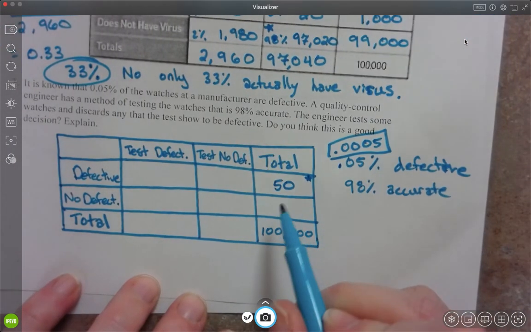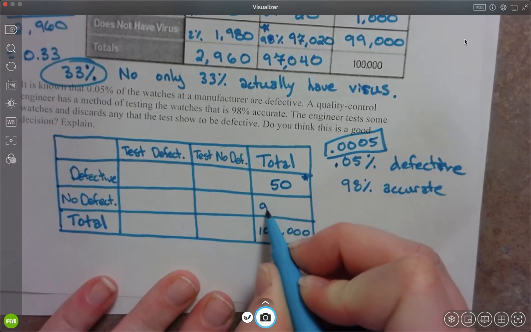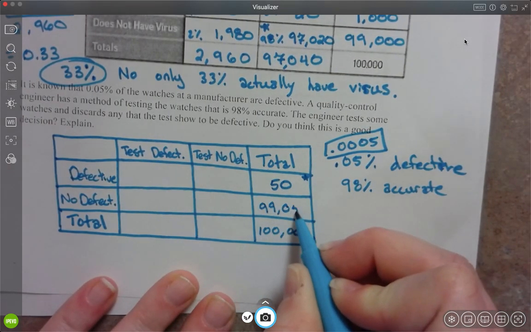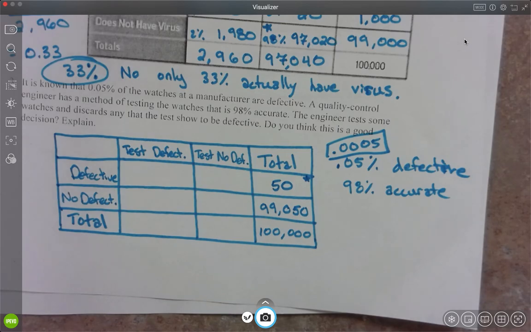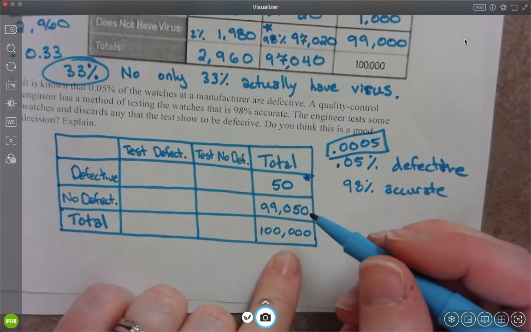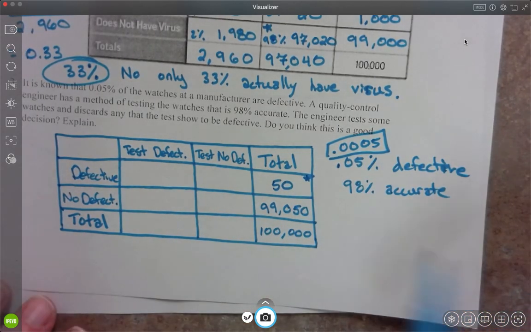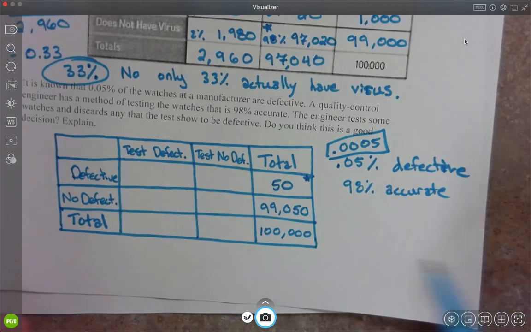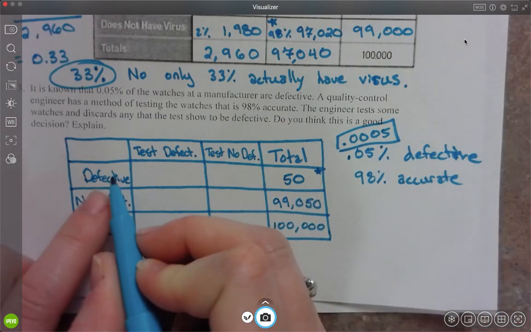Now, how many are not defective then? That would be 99,950. Okay, because those two added together are going to be 100,000. So I just did that mental math in my head. 98% of the time, the test is going to do what it's supposed to do. Okay, or it's going to give me the result that it's supposed to give me.